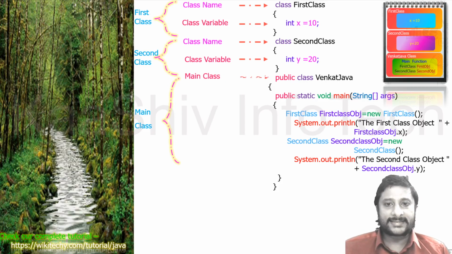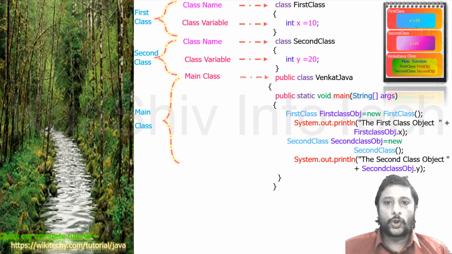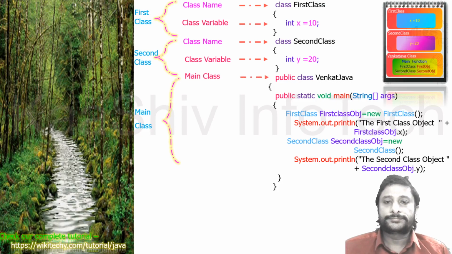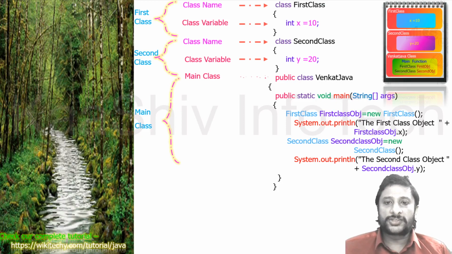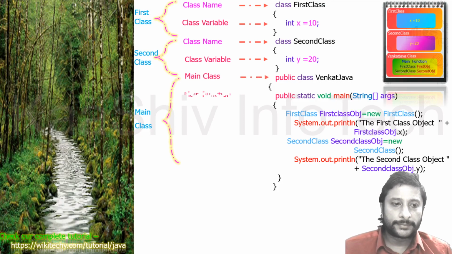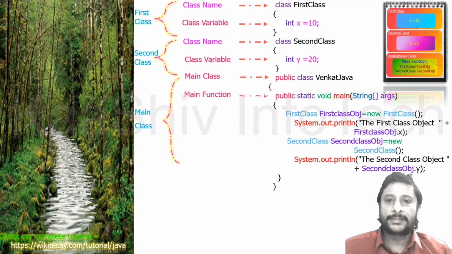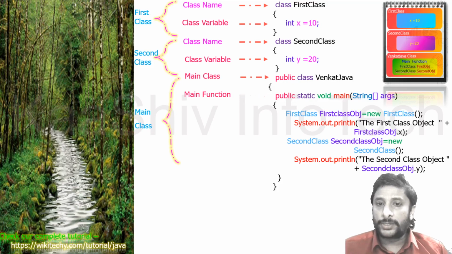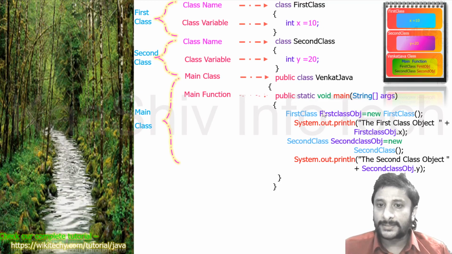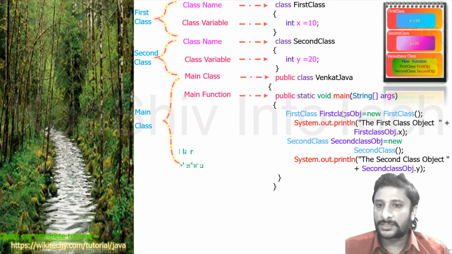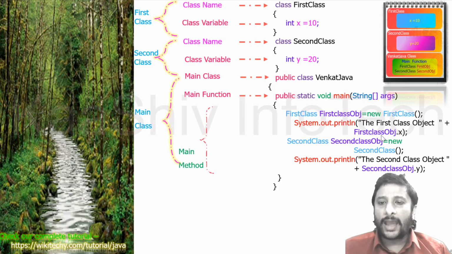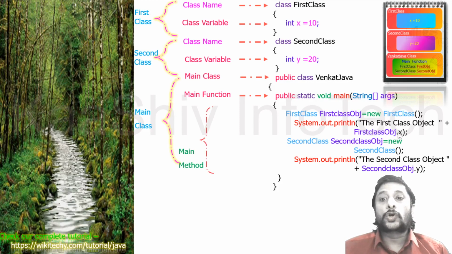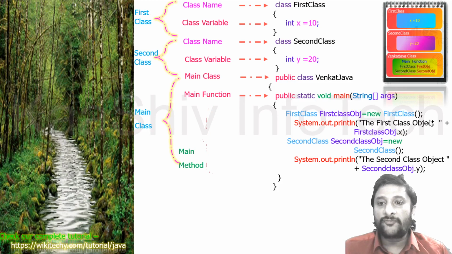It's my main class, and under that main class you got your main function. Now this is the function body. Under the function body, you got your first class. I create a first class object. You can have any name. Okay, and use that object to call the function, to call the variable.